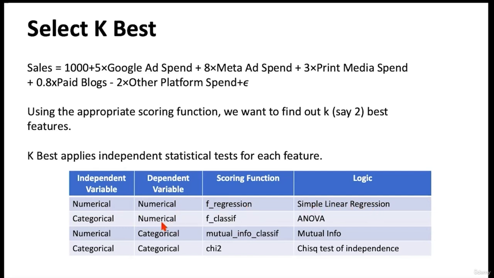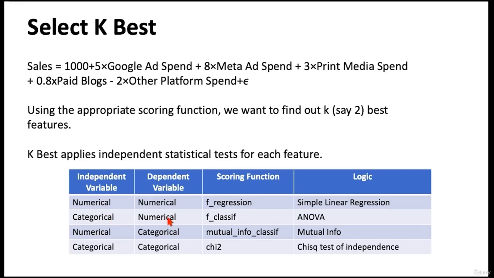If the target column is numerical like this, but the independent variable is categorical, let's say we are talking about 3 different geographies. So these are categories. And now if you're trying to see whether this geography thing associates with the sales or not, the scoring function is F_classif, which essentially uses ANOVA inside.